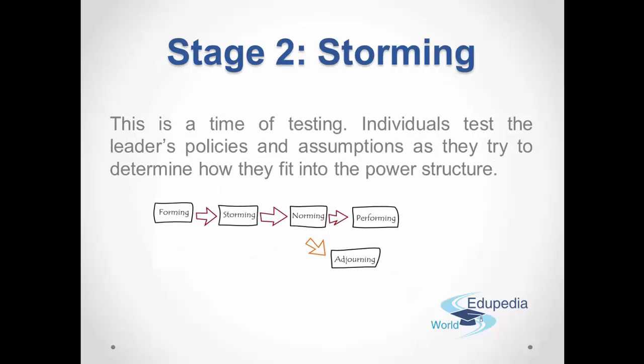The next stage is storming. This is a time of testing. Individuals test the leader's policies and assumptions as they try to determine how they fit into the power structure. What is happening at this stage is that subgroups take shape and subtle forms of rebellion, such as procrastination, occur. Many groups stall in stage 2 because power politics erupts into open rebellion.